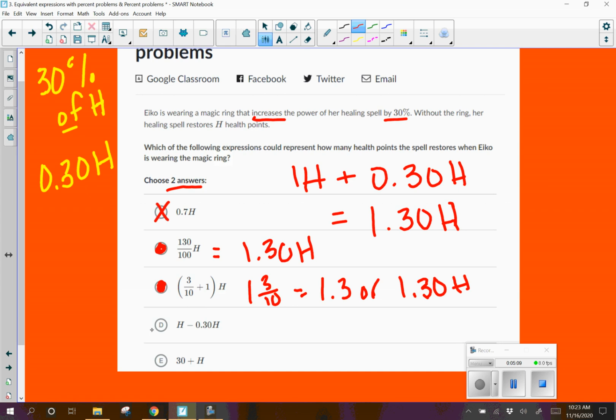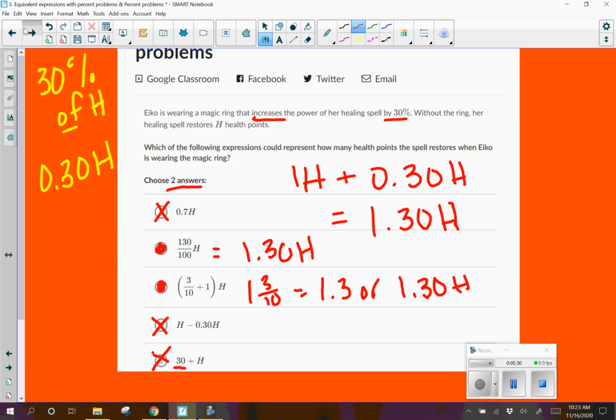I can tell D is wrong because it's subtracting, and we know that it's increasing the power, which is addition. And here, whenever you see a number by itself like this, that's just a red flag that it's incorrect, because remember, to find 30% of something, you have to actually multiply it by that something. In this case, we're multiplying it by H health points.